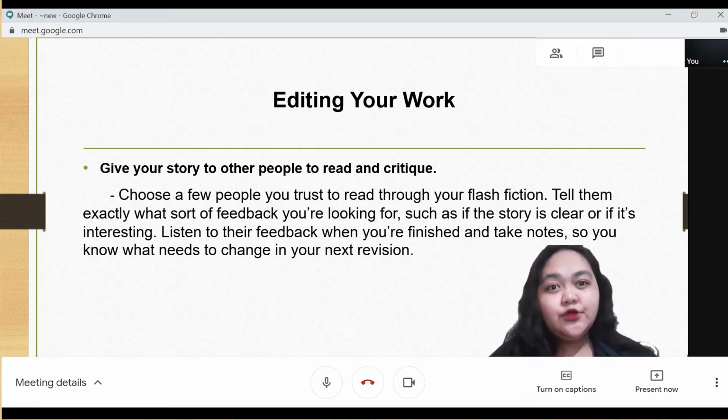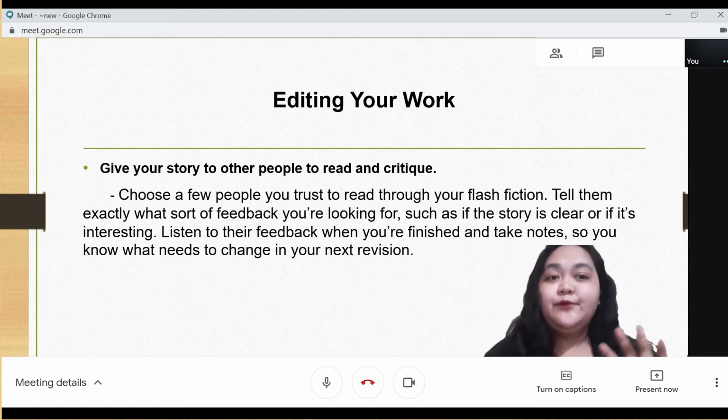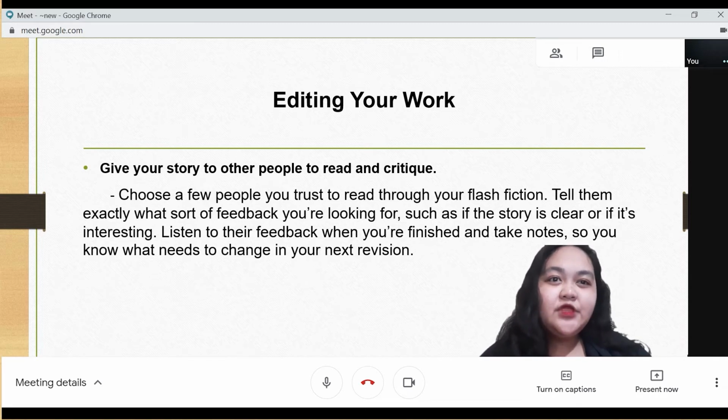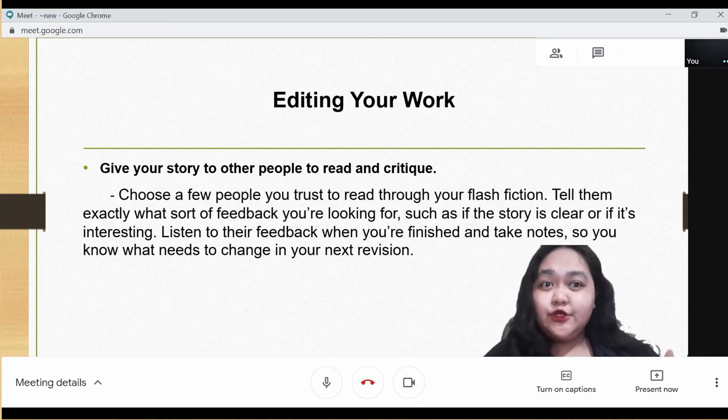and make sure that the people who are going to read your story are the closest ones, or for example a professor or a person who is knowledgeable about flash fiction stories. And write down their critiques and make sure that you know the answers whenever other people read or have questions about your story.